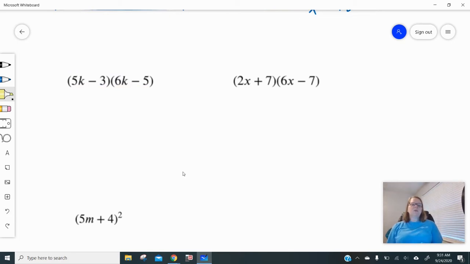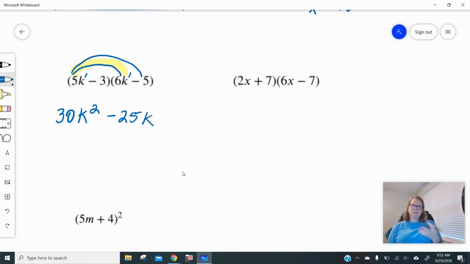Okay. All right. So what we're going to do is distribute the 5k times the 6k minus 5. So 5k times 6k. 5 times 6 is 30. And we haven't done this before. K times k is k squared, because when you're multiplying them together, you have to add the exponents up. So there's a k there and a k there, 1 and 1. So that makes 2. So k squared. Now let's distribute. We did 5 times 6. Now let's do 5 times negative 5. So 5 times negative 5 is negative 25. And that's a k term because that had a k on it. Okay, so we're done. We distributed the 5k to that second binomial.